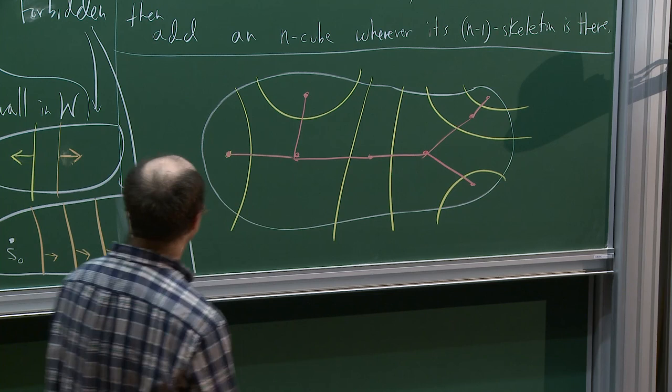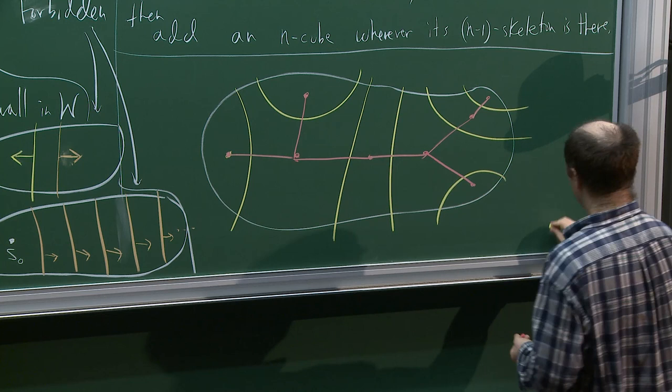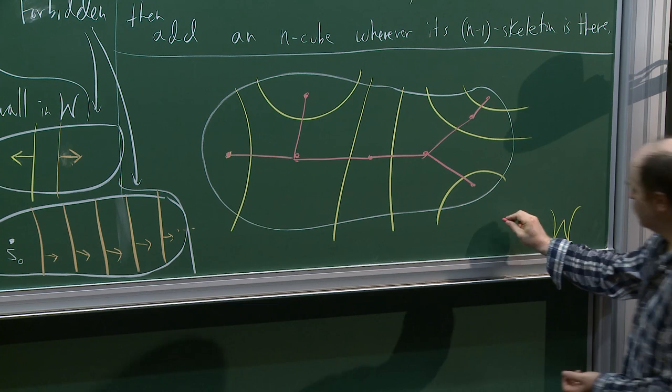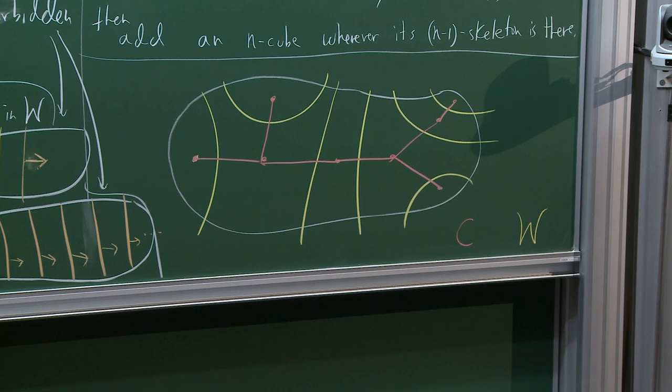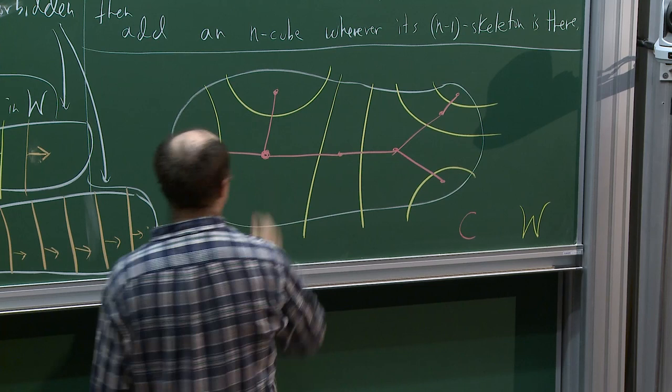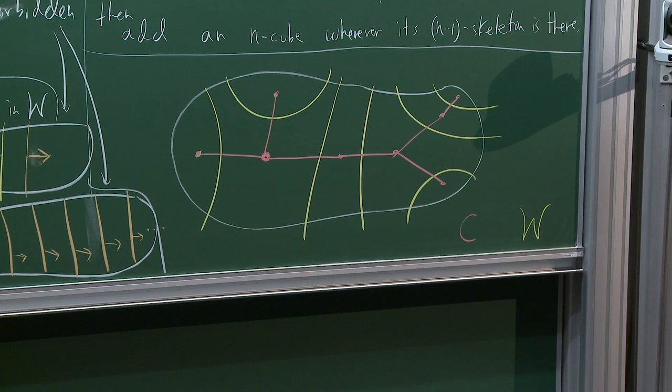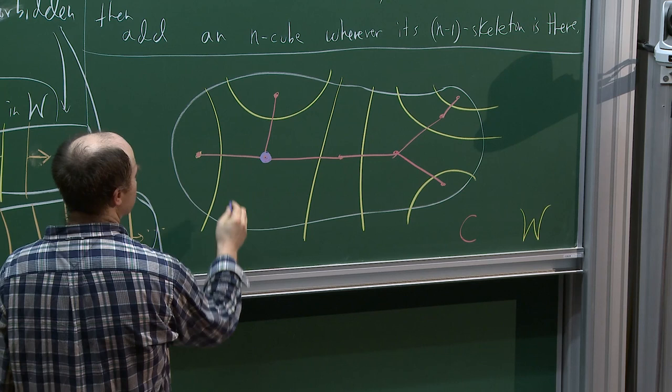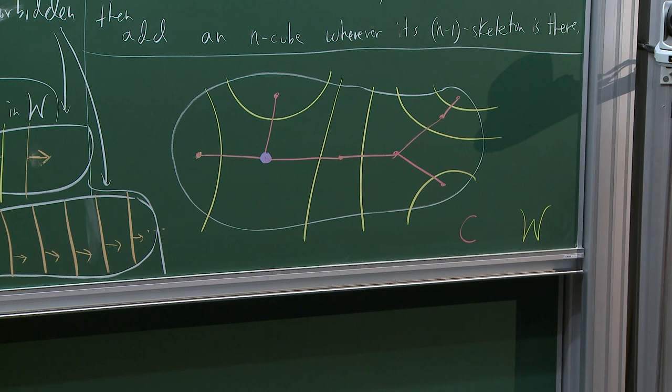Okay, so here's my wall space. My walls are the W's, and my dual is this cube complex C. Okay? Let's look at one of the zero cubes and decide what choice of half space it's associated to for each wall.